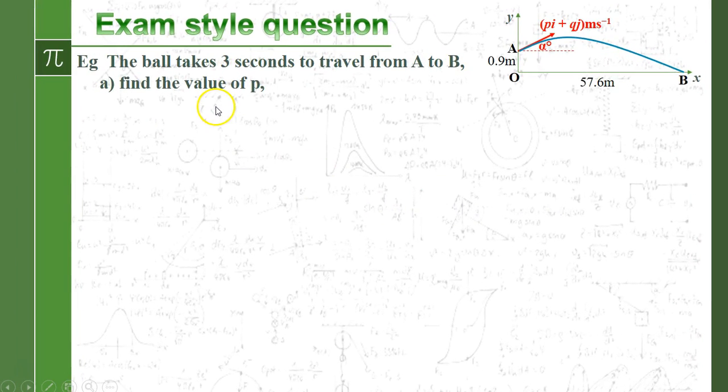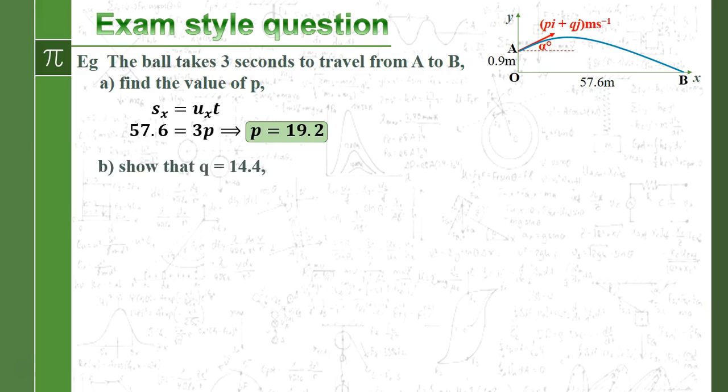So, on we go. First part says find the value of P, given that the ball takes 3 seconds to get from A to B. So we know that that 57.6 is just the initial speed times time. So in the horizontal direction, I'm ignoring the vertical, just looking at the horizontal, and I've just picked that P as being the horizontal. So it's as straightforward as going, well, that's going to be P is 19.2. Nice and straightforward.